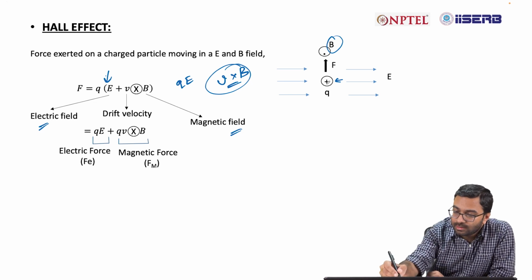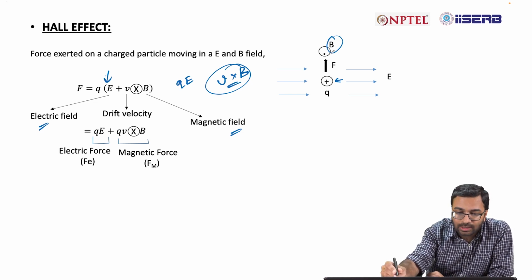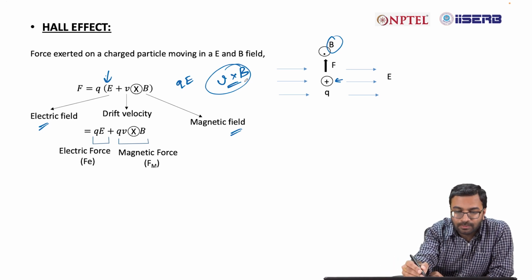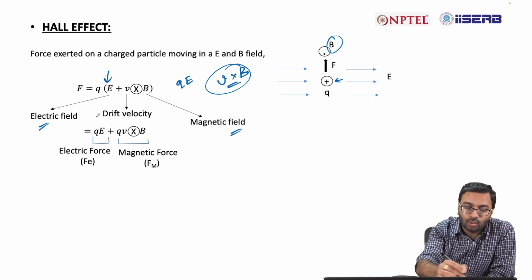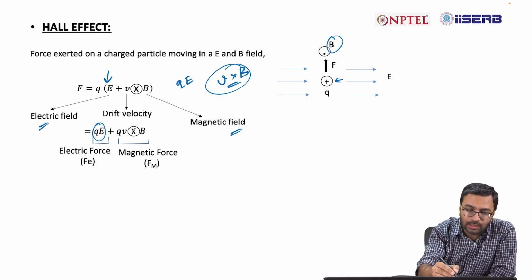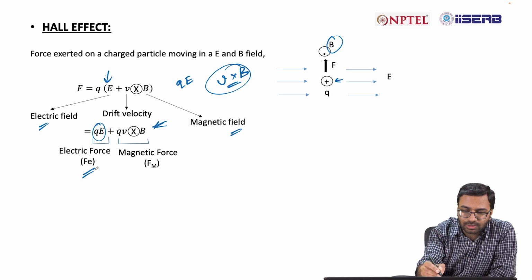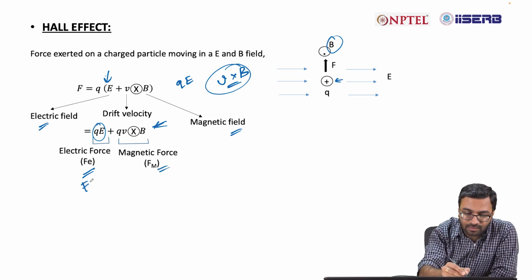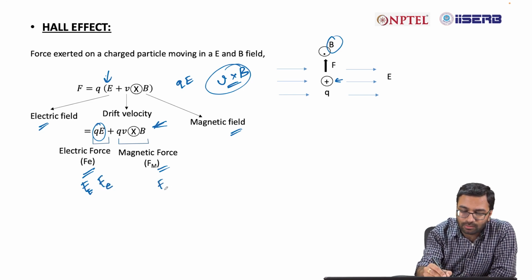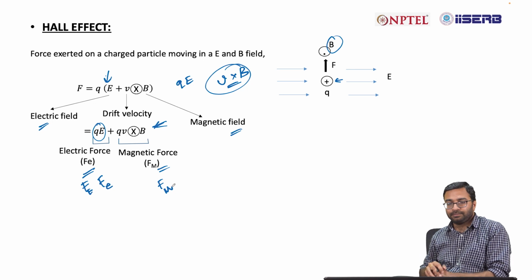Now, if this charge is moving with a drift velocity V, then the force will be V cross B, and the total force will be Q into E plus Q V cross B. So, this is electric force, this is magnetic force, that is F suffix small e, and the magnetic force is F suffix small m.